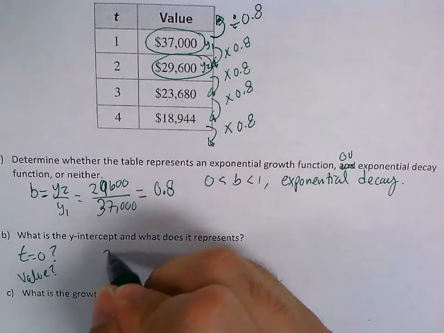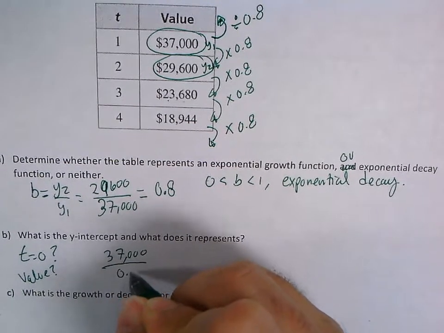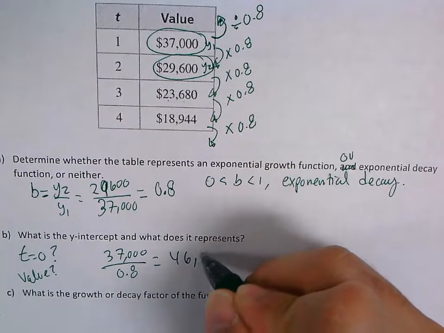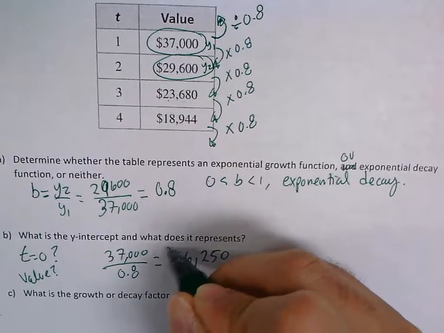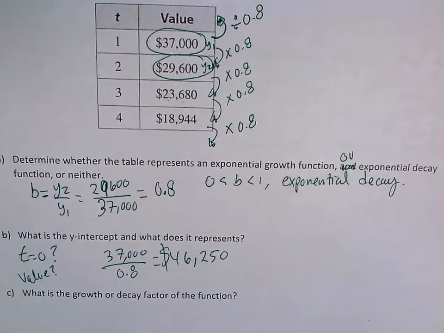And you can do that. If we do 37,000 divided by 0.8, you will get a total value of $46,250. Make sure that you include the sign because we're talking about dollars.